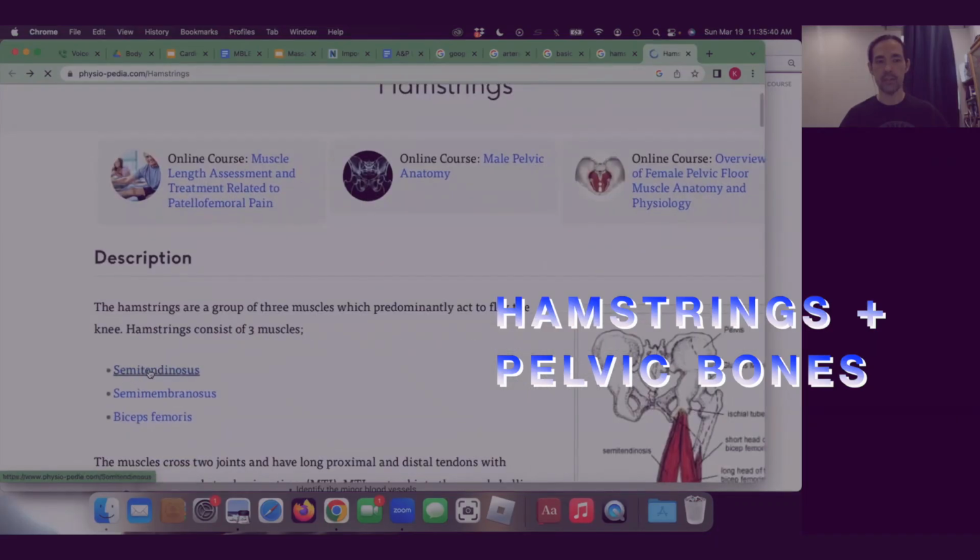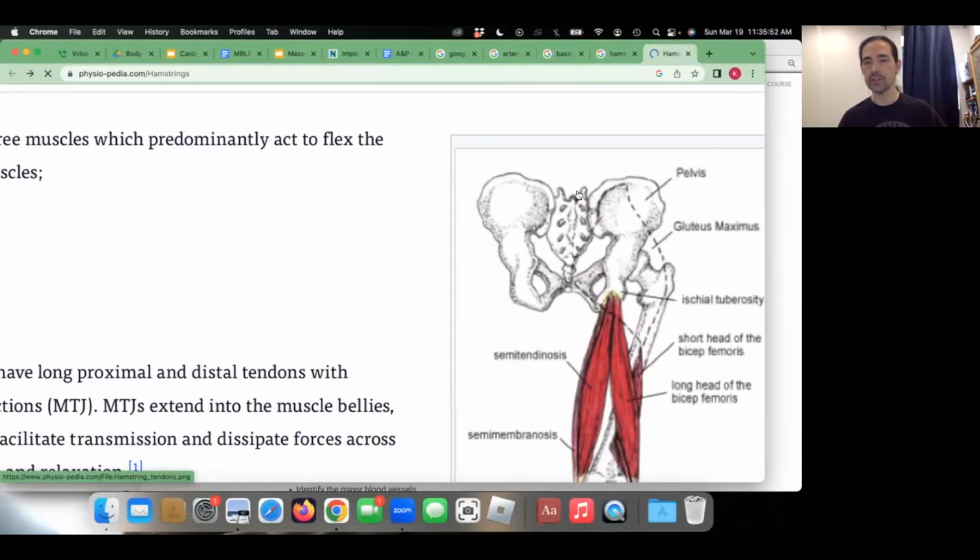So are both of those on the hamstring? Are those two muscles you just named on the back of the leg? Yes, we're going to look at them right now. So you have the semitendinosus, semimembranosus, and then the biceps femoris. What's this structure here?